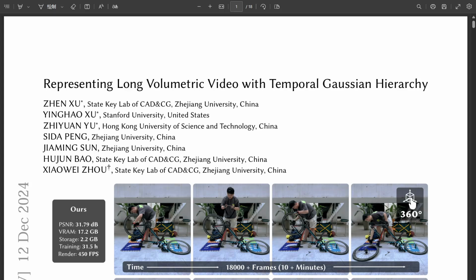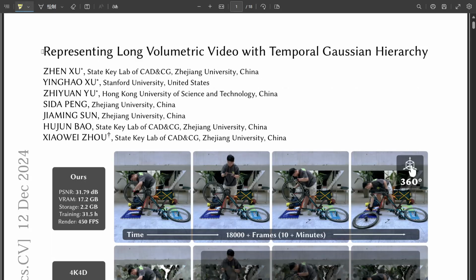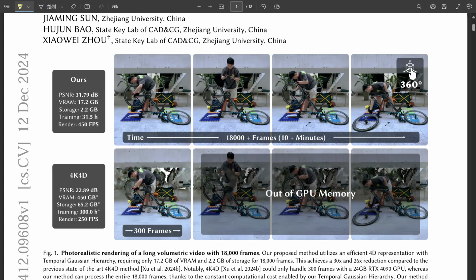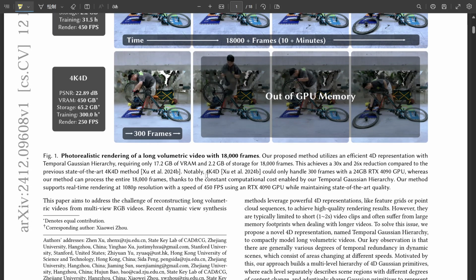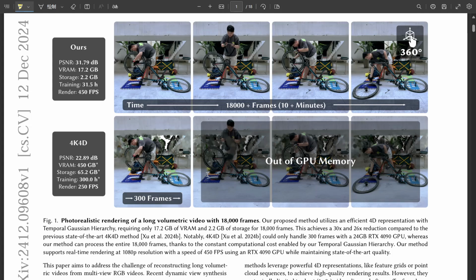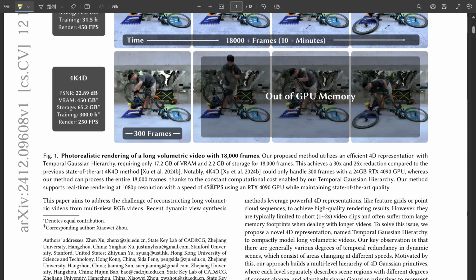All right, get ready for a deep dive, folks. We're diving deep into representing long volumetric video with temporal Gaussian hierarchy. That's a mouthful. It is, but it's making waves in computer graphics. Big waves, and you know why? It's tackling a challenge that's been plaguing immersive experiences.